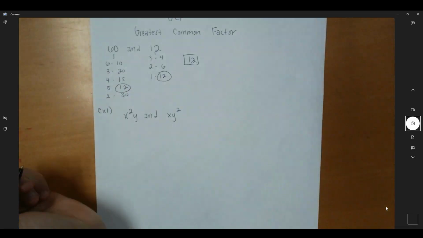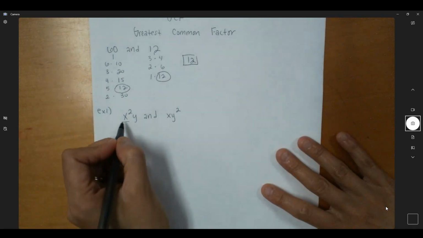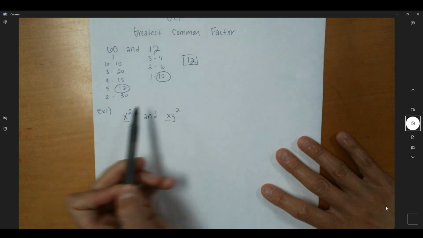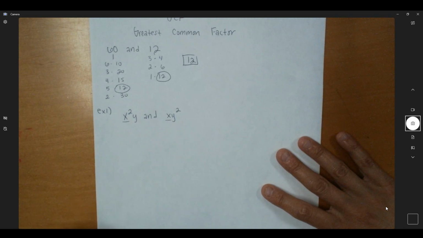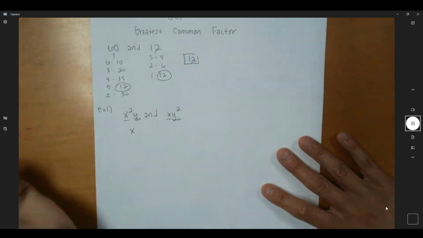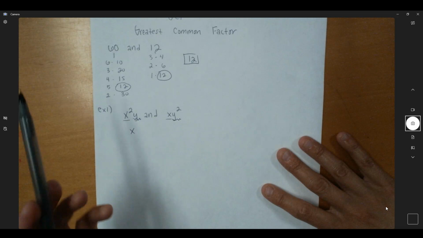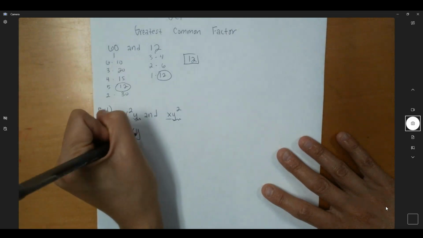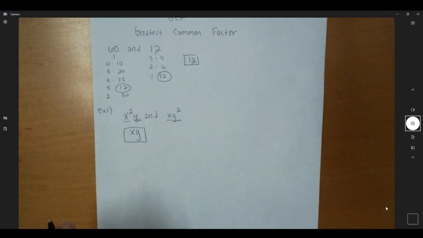So looking at this, you want to ask yourself, what is the greatest amount that we can take out of both of these? So if we look at the x's, we've got 2 x's here and 1 x here. So the most I can take out of both of these is going to be x. And then with the y's, we've got 1 y here and 2 y's here. Again, same idea. The biggest amount of y's we can take out is just 1 y. So this would be xy, the GCF of that.